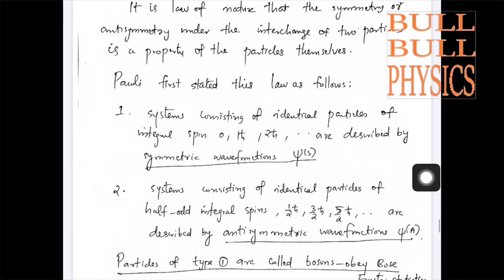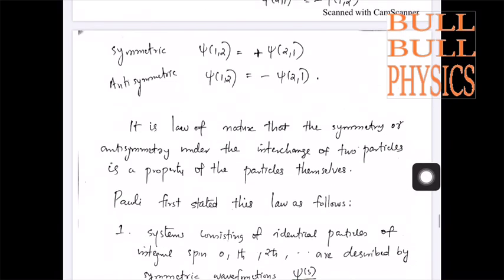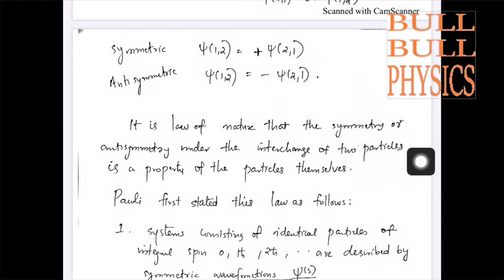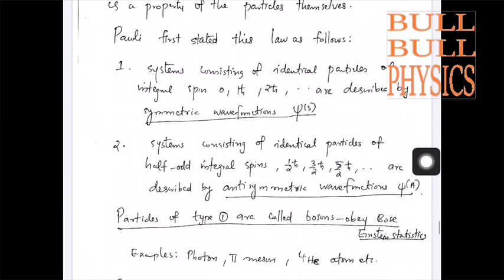Pauli first stated this law. Identical particles having integral spin 0, 1ħ, 2ħ are described by symmetric wave functions. And a system consisting of identical particles of half-odd-integral spins, ħ/2, 3ħ/2, 5ħ/2, are described by antisymmetric wave functions.